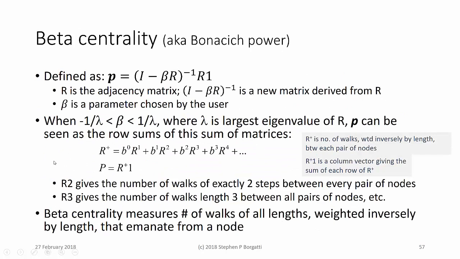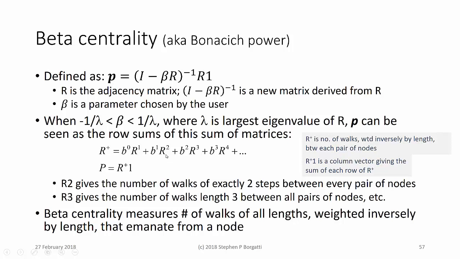So if beta happens to be smaller than the reciprocal of the largest eigenvalue, or its absolute value is smaller than 1 over lambda, then this inversion results in this expansion. Now, what is this? Okay, so this is R to the first. That's just the adjacency matrix. That's just who's friends with whom.